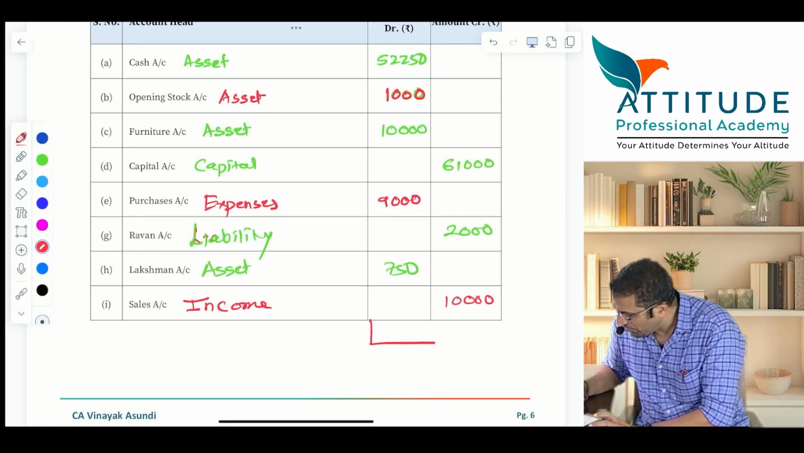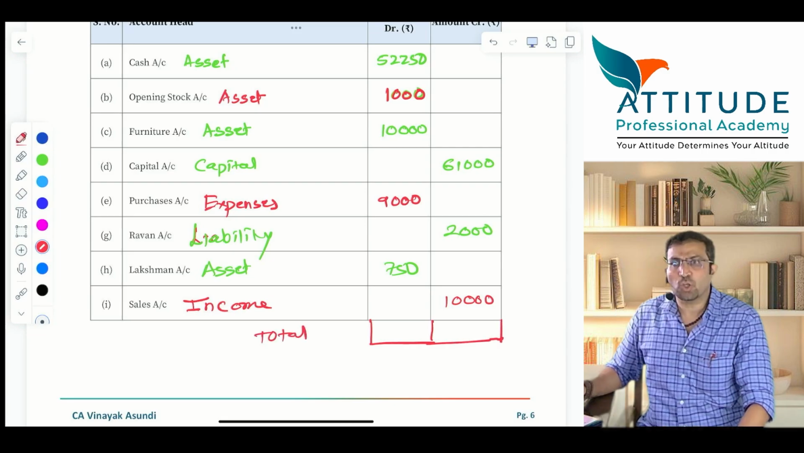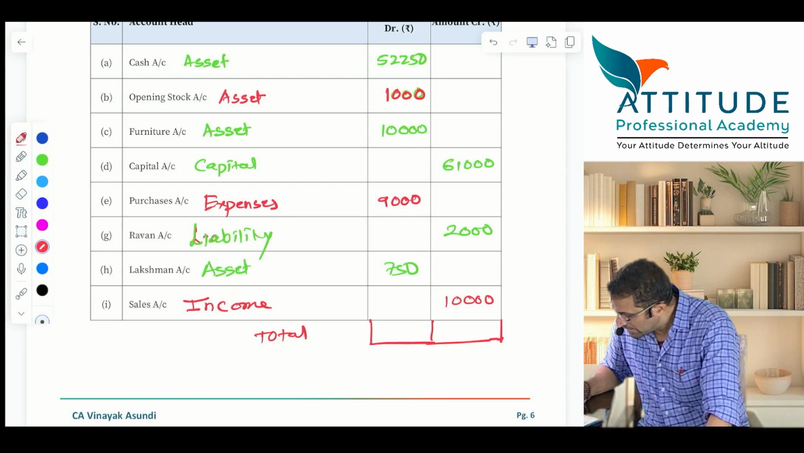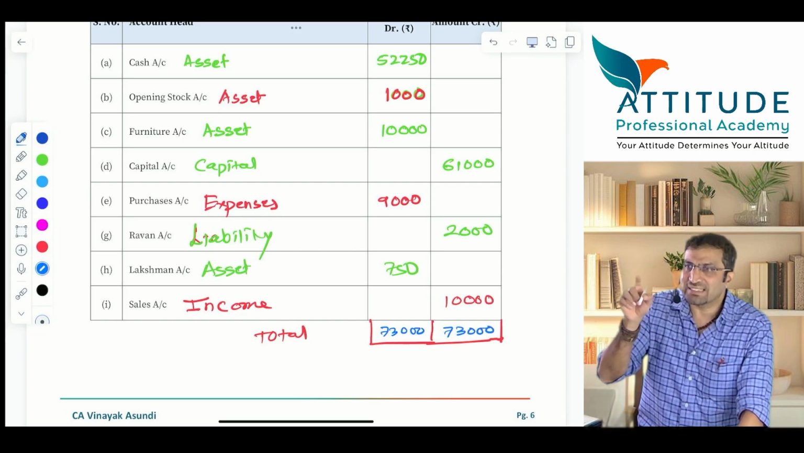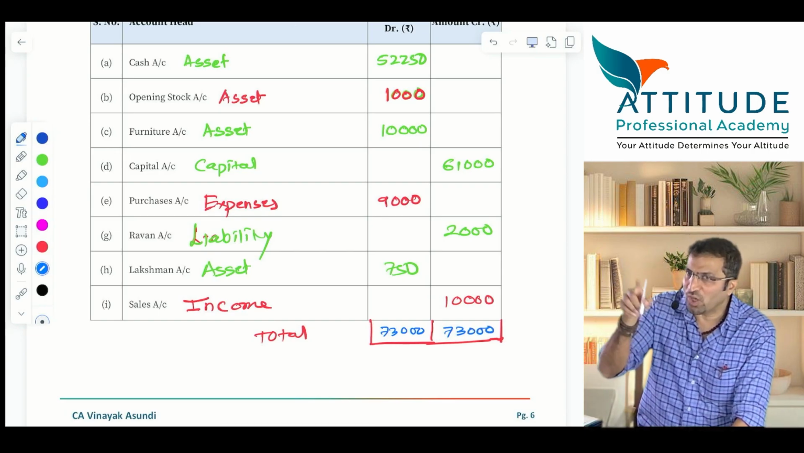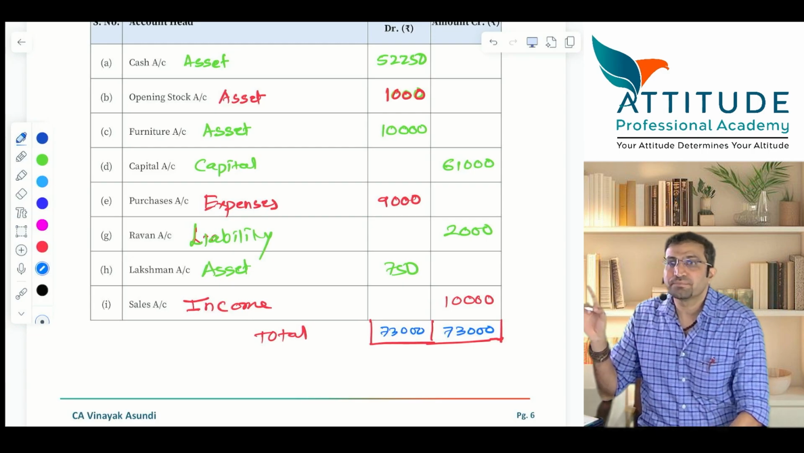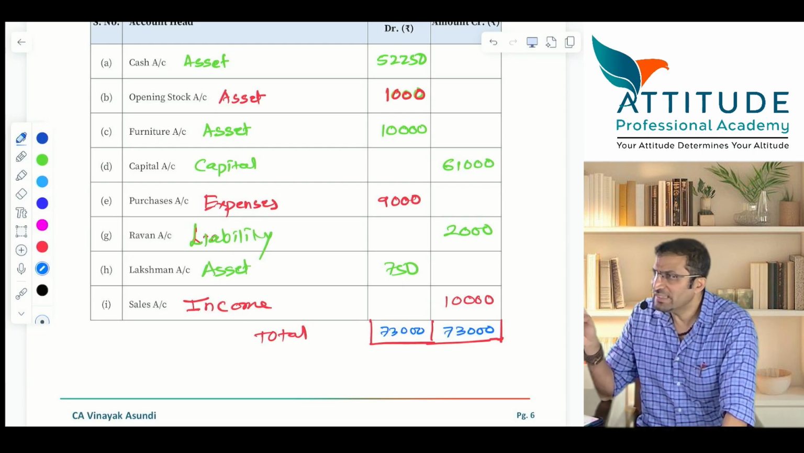Trial balance, obviously you have to put the total also. Tell me the total. 73,000 is the total. If the trial balance doesn't tally, then somewhere you have gone wrong in the posting or balancing. It should tally. Debit and credit should tally.